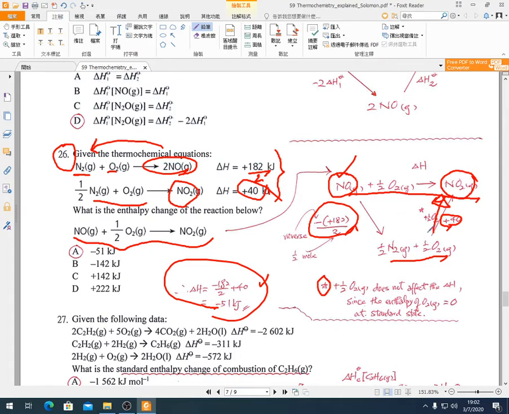When we are balancing equations, sometimes we add some oxygen gas, sometimes some hydrogen gas, sometimes other elements as standard state. Remember that it does not affect delta H, because the enthalpy of an element by definition is taken to be 0 as standard state. So if you add something that is 0, it doesn't affect your value. You always add 0. So you can just add oxygen or hydrogen element whenever you want. Okay, this is what I want to tell you for number 26.